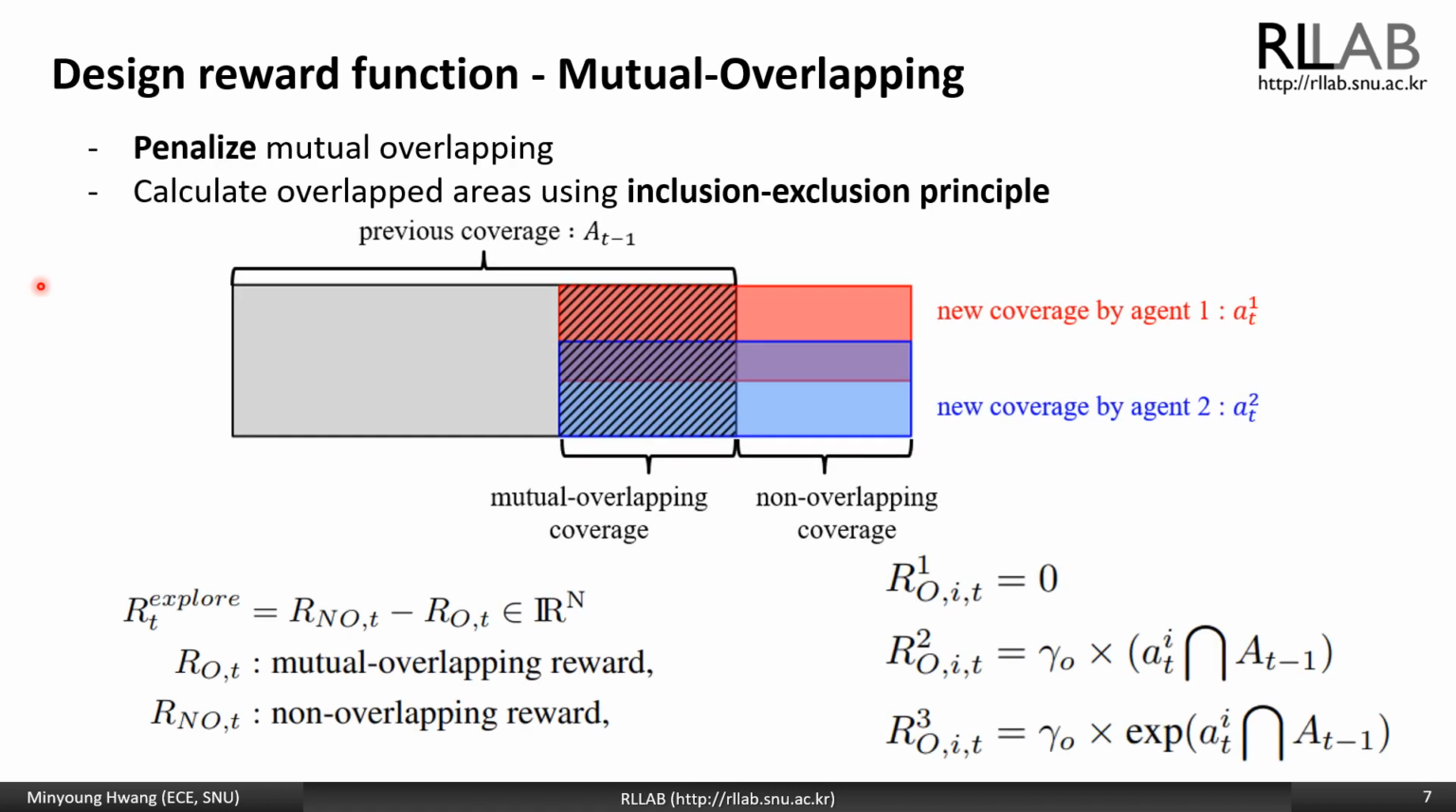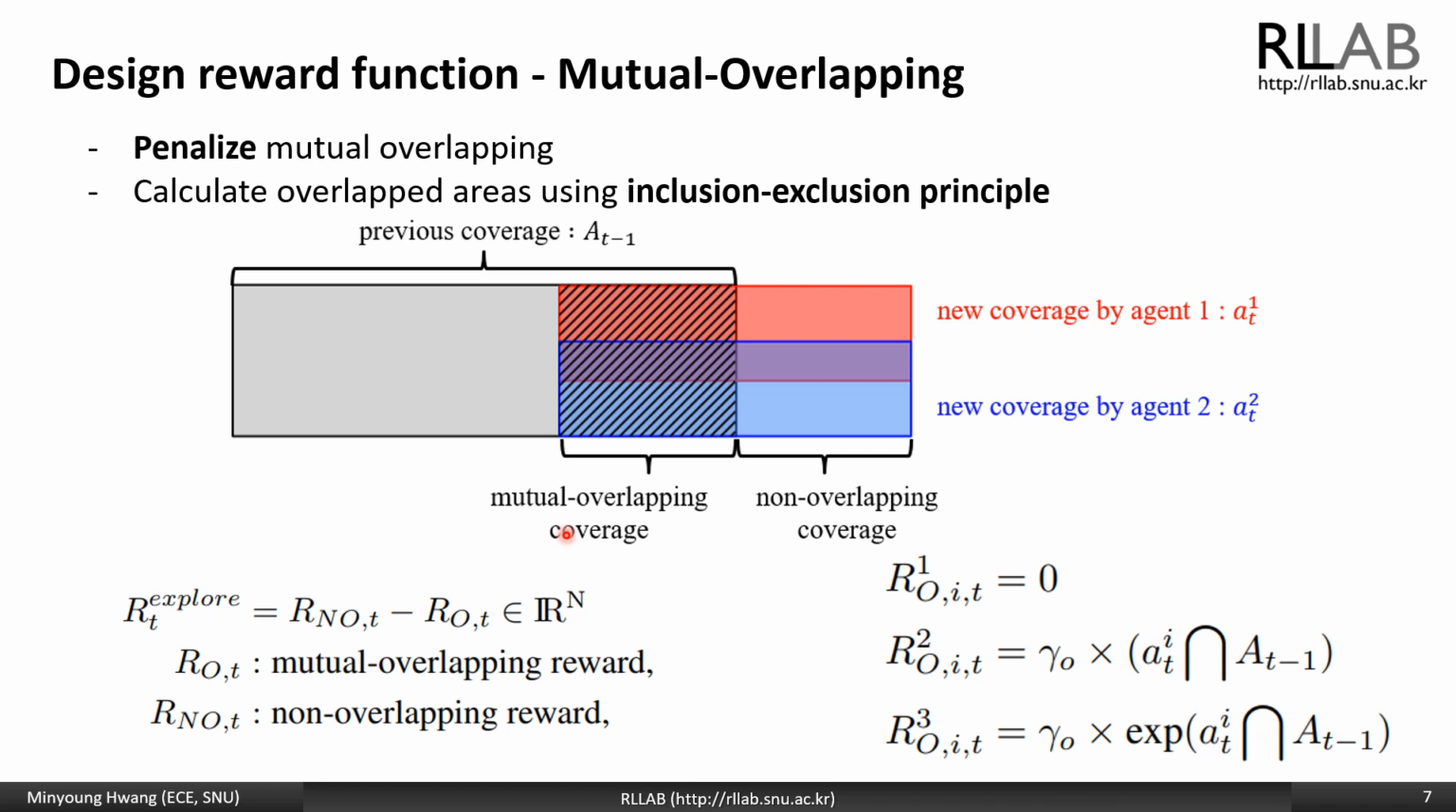First, mutual overlapping reward encourages agents to exclude multiple counted regions using the inclusion-exclusion principle. Considering n agents, notation R sub t indicates an n-sized real vector composed of each agent's reward. We focus on the exploration reward R_t^explore in our approach. Simply, exploration reward can be given as the area that each agent explored. However, that kind of definition considers not only newly discovered areas, but also previously discovered areas by at least one agent.